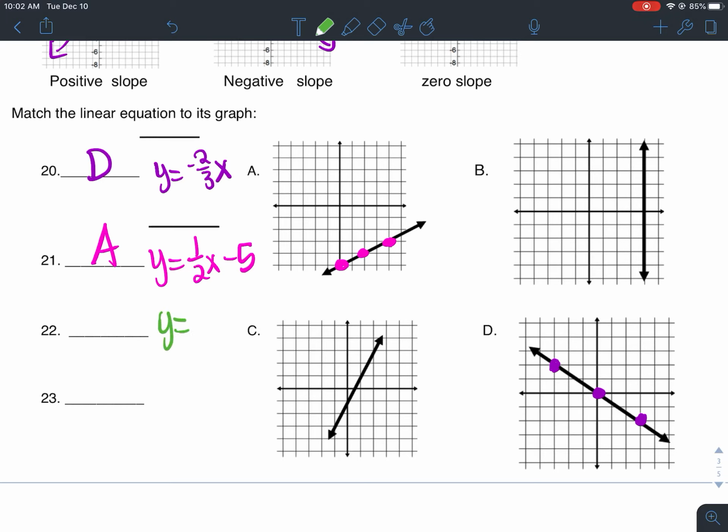And 22 would be y equals 2x minus 1. So we're going to start at -1, which is this one, and then we're going to go up 2 over 1. So that's C.